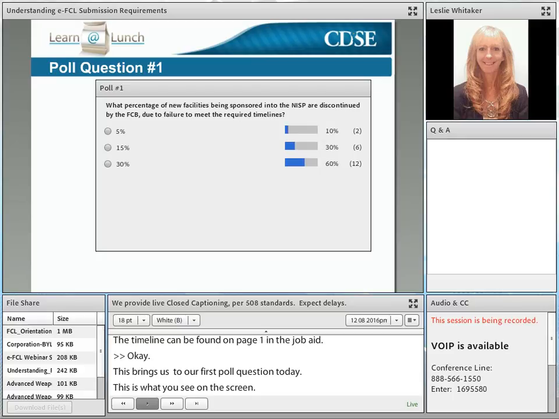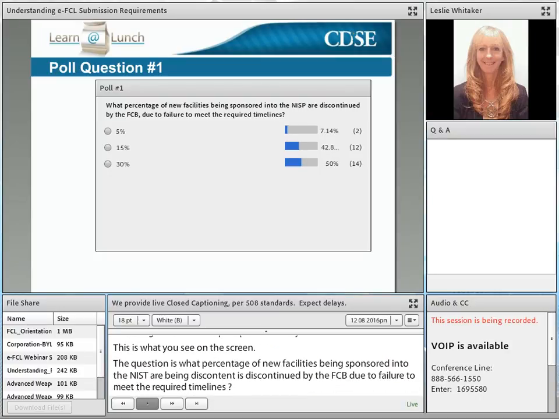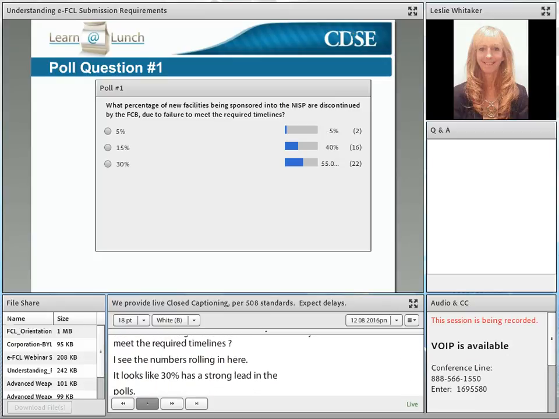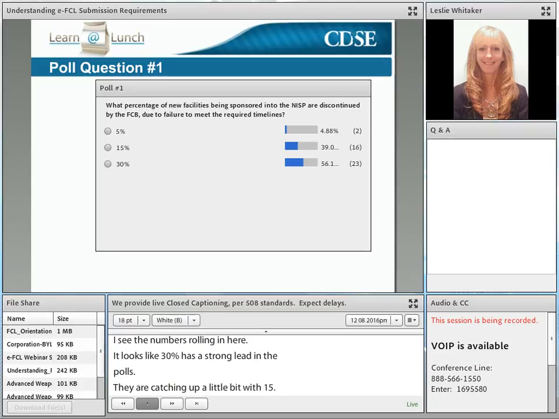It looks like 30% has a strong lead in the polls. They're catching up a little bit with 15. I'll give you another second or so to make your decision. Okay, it looks like the majority of us believe it is 30%, and since I don't know the answer, I'm going to turn it back to Leslie.